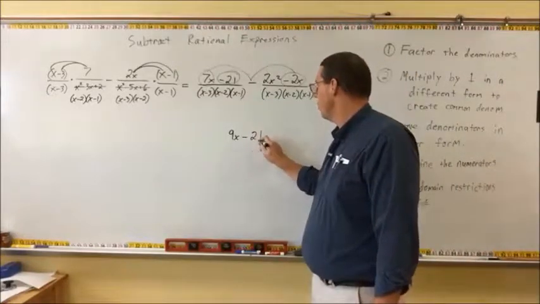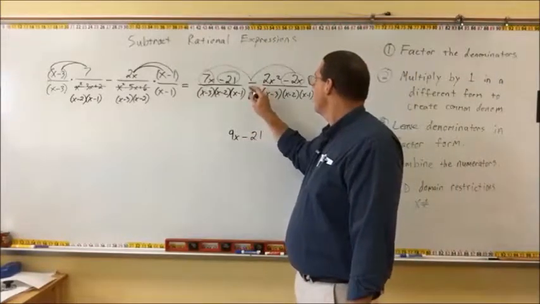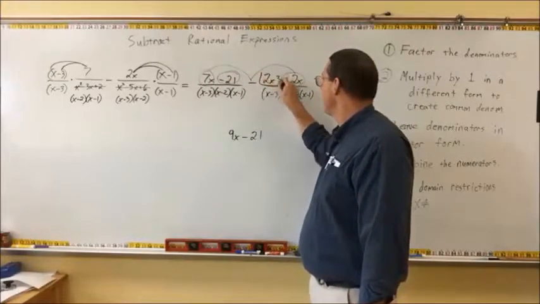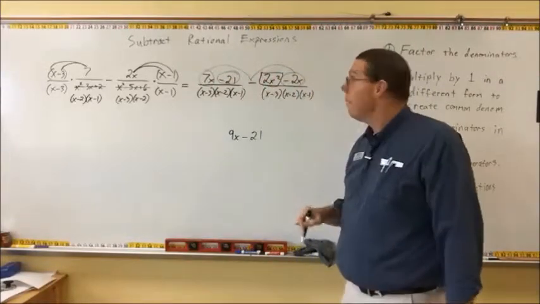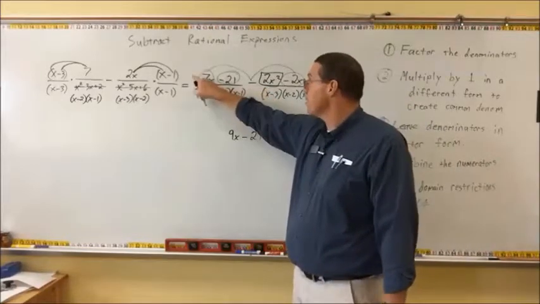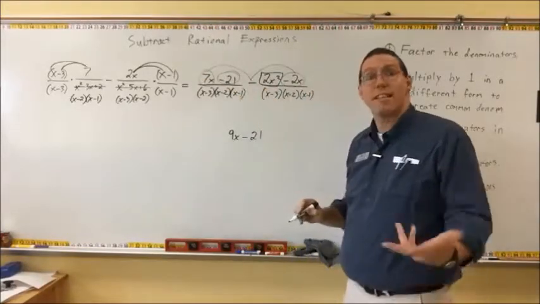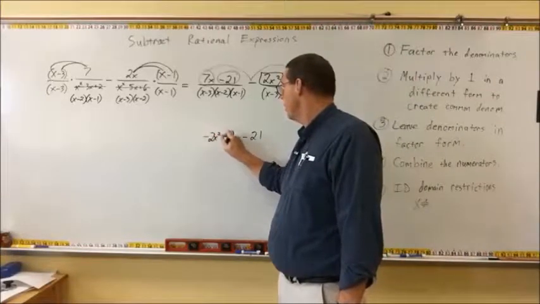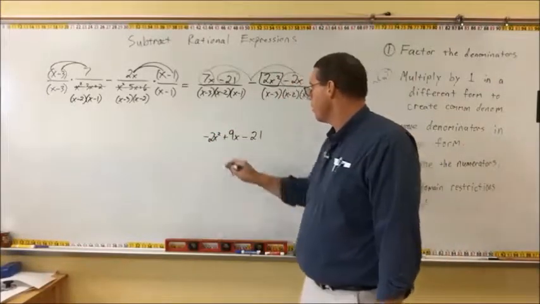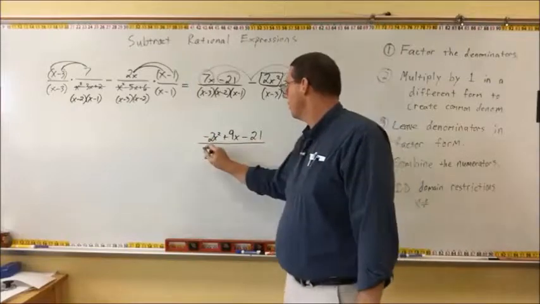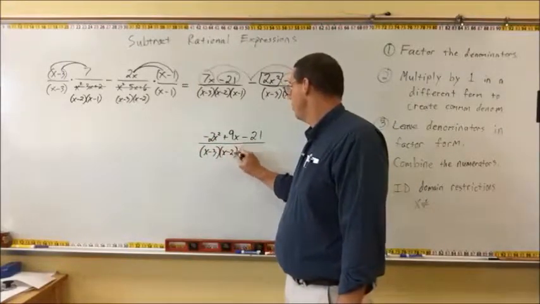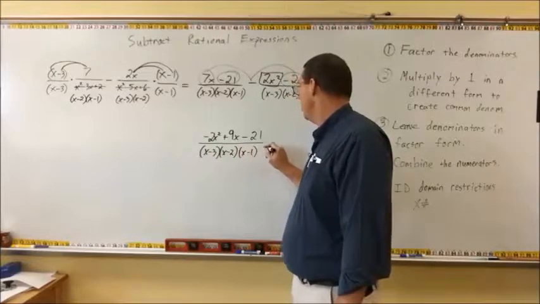So it's minus 21. And then here, we don't have any x squared over here, but we do have an x squared right here, 2x squared, but it's being subtracted. So that's like 0 minus 2x squared. So that's negative 2x squared plus the 9x. And our common denominator is x minus 3, x minus 2, x minus 1.